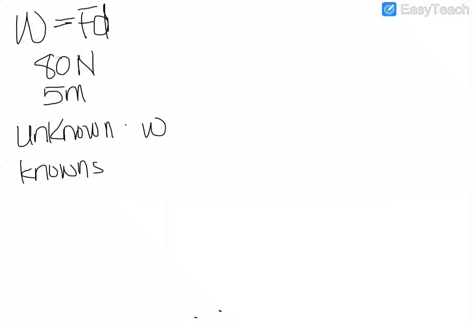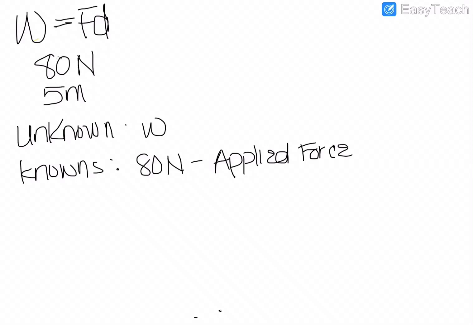So, the unknown in this is W. I do not know what W is. In the problem, it doesn't tell me anything about W, so I do not know what W is. But I do know the knowns. I know my applied force, which is 80 N. And I know my distance, which is 5 meters.